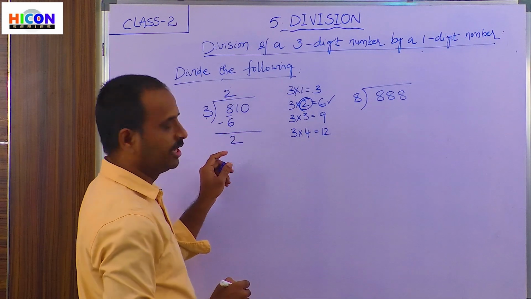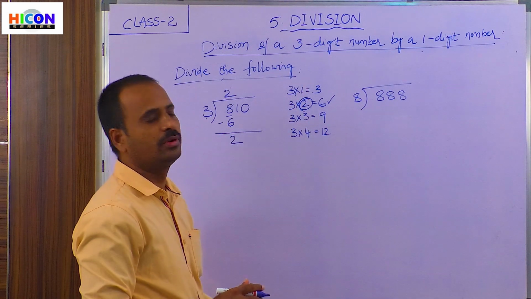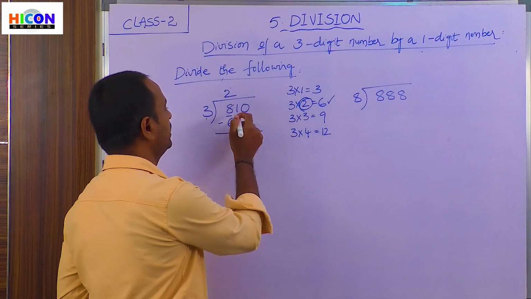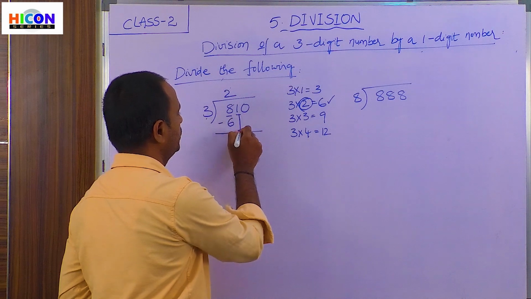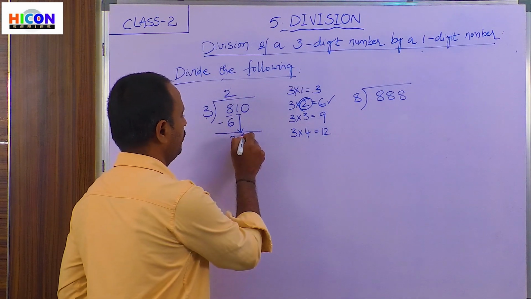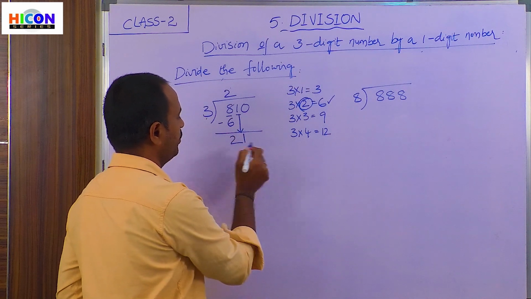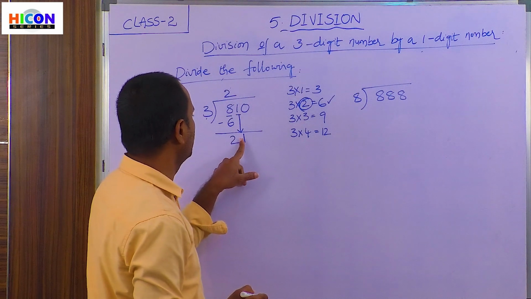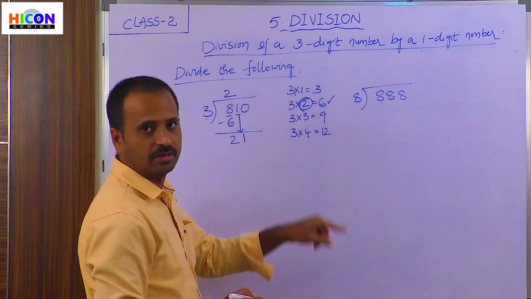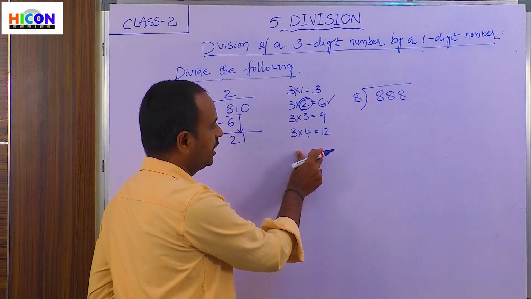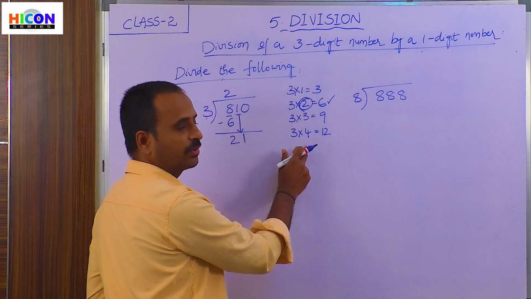And we did not get the number 2 in the third table. That's why bring down the second digit. What is the second digit? 1 is the second digit. So bring down the 1, and the number becomes 21. Now let us find when the number 21 comes in the third table. So continue to write the third table until we get the number 21.